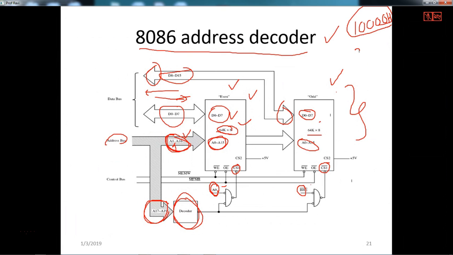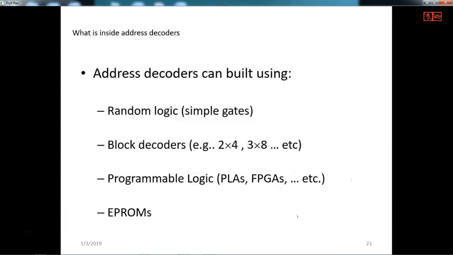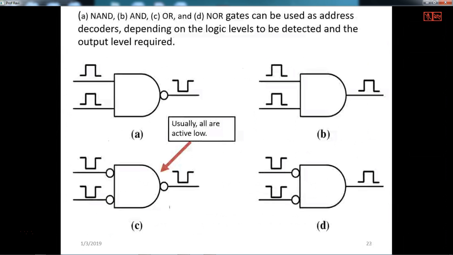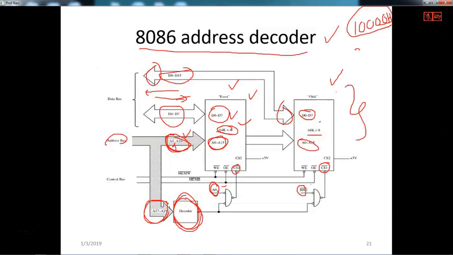Just observe. So now I have to define my code segment at 10000H. So then how can I define it? That means I have to design a decoder. This decoder can be of simple gates, it can be of block decoders, it can be of PLAs, it can be of EEPROMs. Now let us try to design this. When you are using a simple NAND gate, that means these memories should be given an address of 10000H.